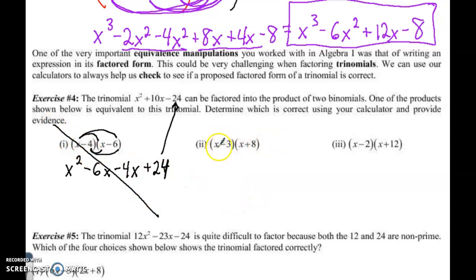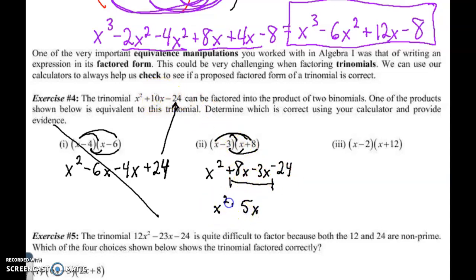See, this one at least will make sense because when you do negative 3 times 4, you'll get negative 24. But maybe what you did in Algebra 1 is x squared plus 8x, and then minus 3x, minus 24. But when you combine the middle terms, 8x minus 3x, that's 5x. Well, that's not right. We wanted 10x. So that one's not right either.